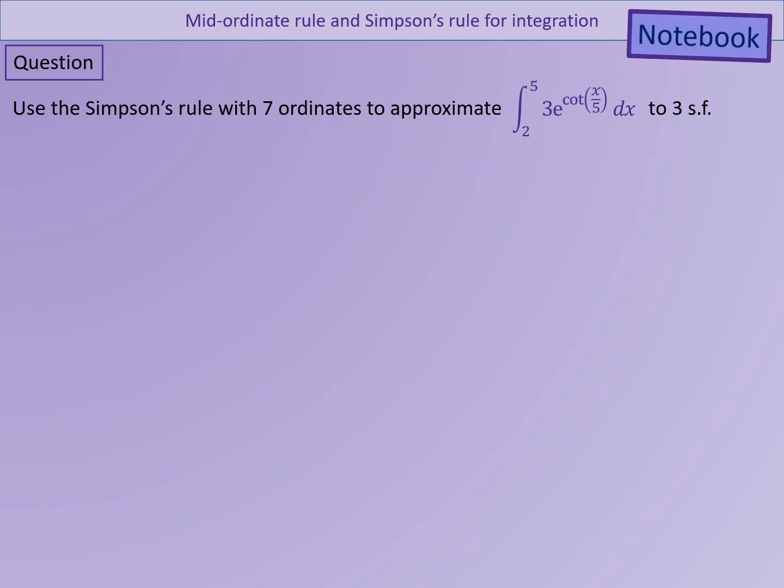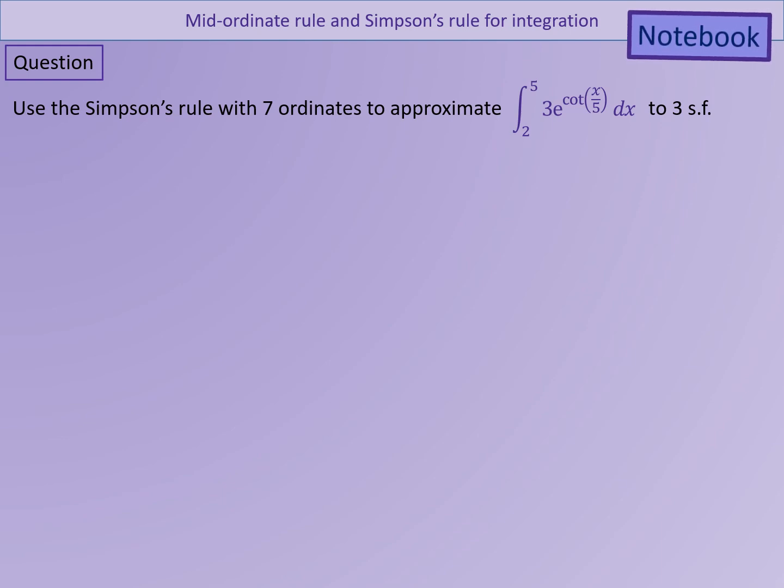So, let's have a quick look at Simpsons rule questions. So Simpsons rule with 7 ordinates. Before you start screaming at me and saying you said we had to have an even amount of strips, there's nothing wrong with 7 ordinates. To approximate that equation just there between the values of 2 and 5. So just pause there. Again, you might want to have a quick go yourself, or you might want to work through the model solution with me.